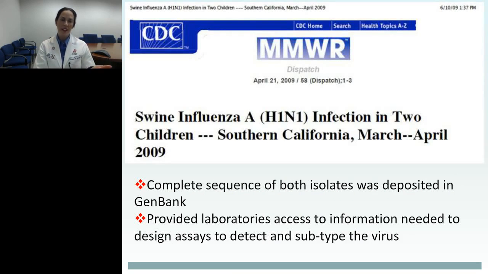Fortunately for us, the 2 cases in California that had been reported in the children had both been sequenced, the complete genome, and deposited into GenBank. That is a gold mine for laboratories with the capacity to do diagnostic development, because it gave us access to the information, what we call in silico, to know what we needed to target in a molecular assay.